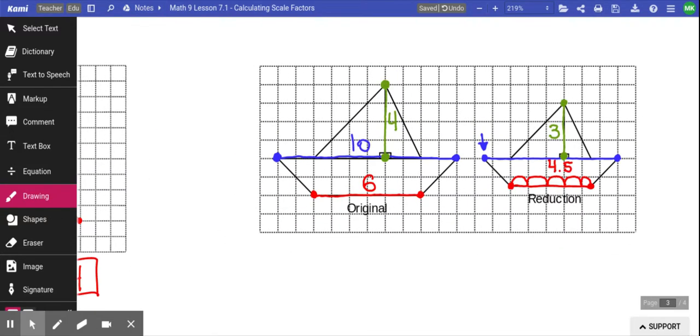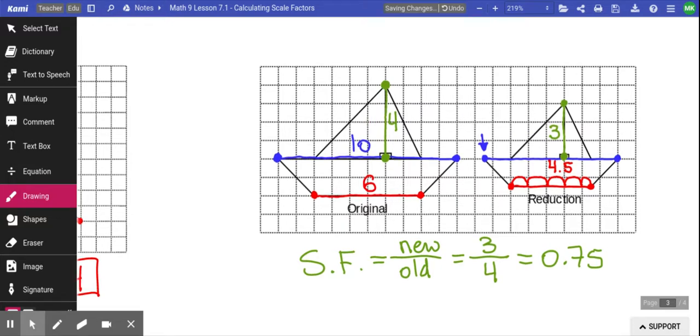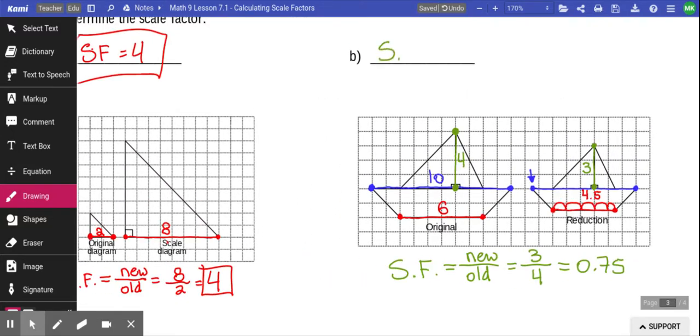Now, to calculate the scale factor, it's the new length divided by the old length. My new length is 3. My old length is 4. If I put that in my calculator, it's 0.75. So my scale factor equals 0.75.